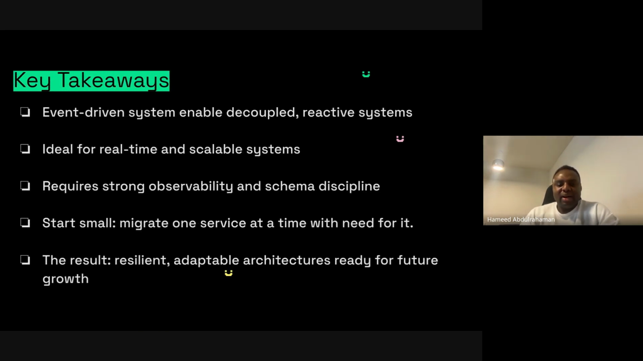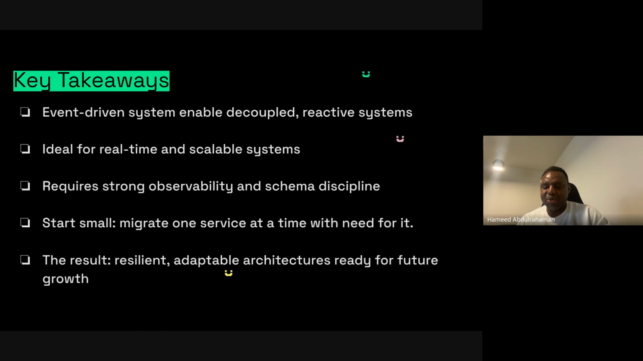So what are the key takeaways? The first key takeaway is to think about the event-driven system as enabling decoupling and a reactive system. If your business goal is to have decoupled services that are really fault tolerant, without interdependency on failures of each other's systems, then you start thinking about a reactive system whereby a change of state propagates across your services. So then you start thinking of an event-driven system.